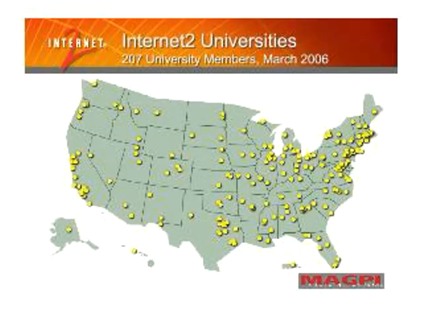So here's the landscape. 207 universities, and obviously Rutgers is one of five here in New Jersey that are university members in the Internet2 community. I wanted to mention this.